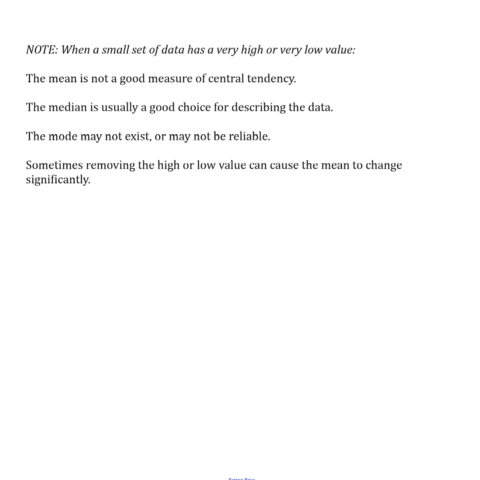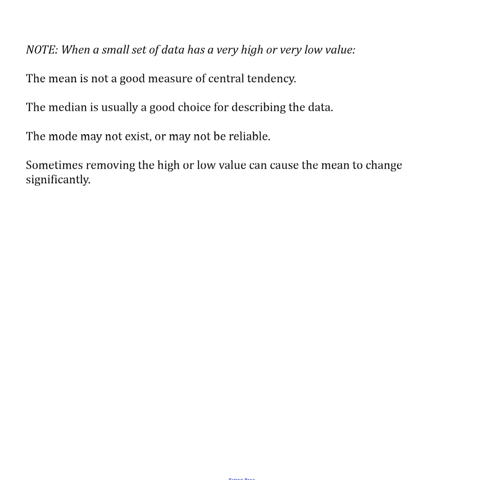Again, mode might exist or might not, but when you only have 5 numbers, it's not going to be very reliable. So when you have a small set of data, it is often better to use the median to describe the data. So let's look at some examples of mean, median, and mode.